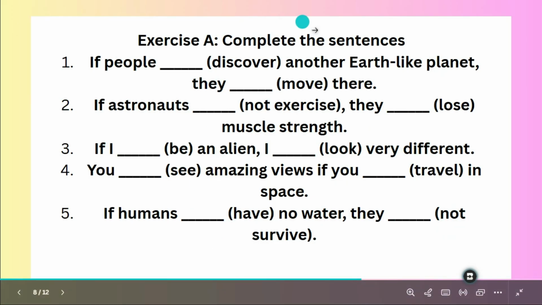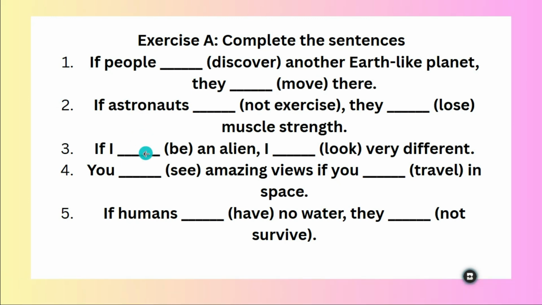Here I will give you a small exercise of 5 sentences. I will not give you the answer now; I will leave it for the end of the video. Exercise: complete the sentences. If people found another earth-like planet, they... First of all, in the comments, write the numbers and write whether it's conditional 1, C1, or C2. You just write 1, C1, C2 and so on. I will give the correction at the end of the video.